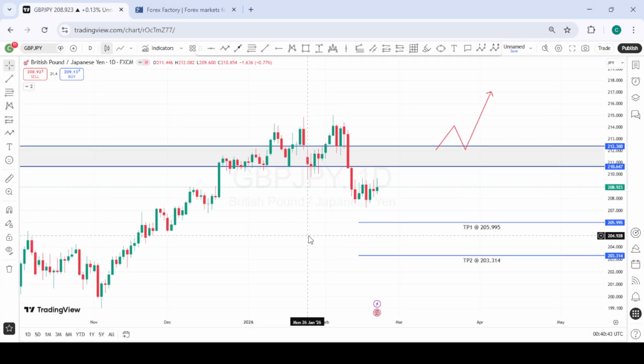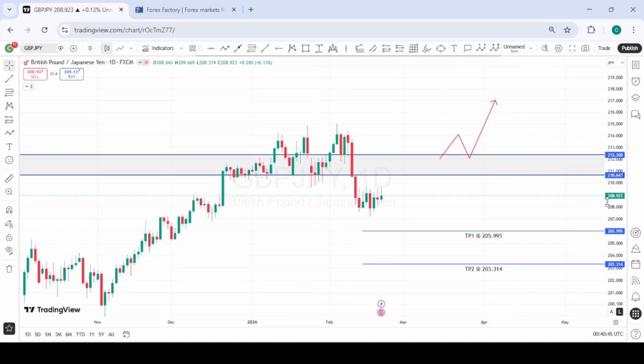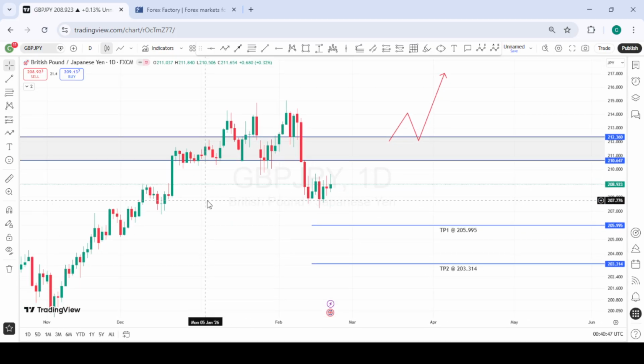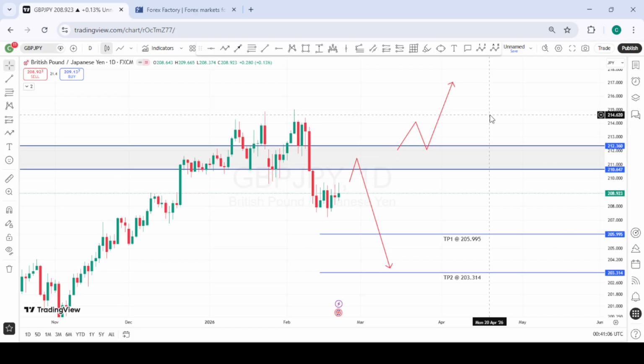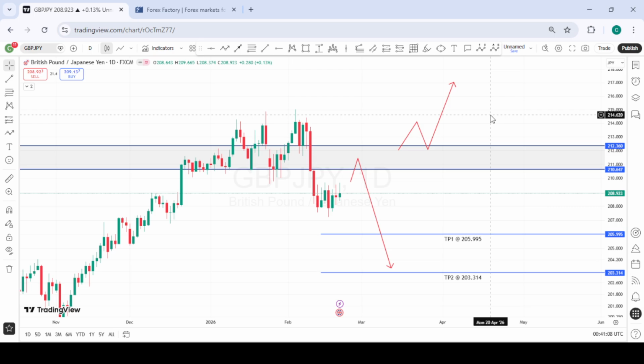We also have here GBPJPY. Last week we anticipated that price was going to pull back to the area of interest to give us a selling opportunity to the downside. Price didn't make its way there, and we are looking forward to the pullback. Should price find its way to retest this area of interest, we'll still be interested in looking for sales to the downside. This can only shift bullish if price breaks above and continues to the upside. So we are very bearish on GBPJPY for the coming week.